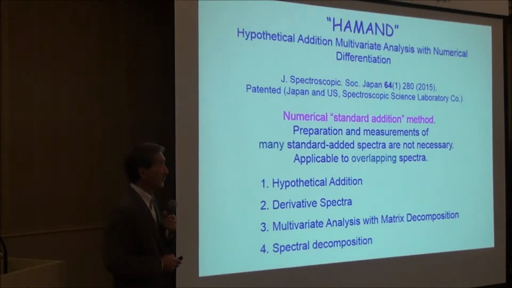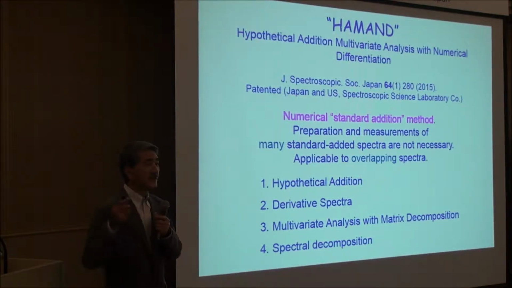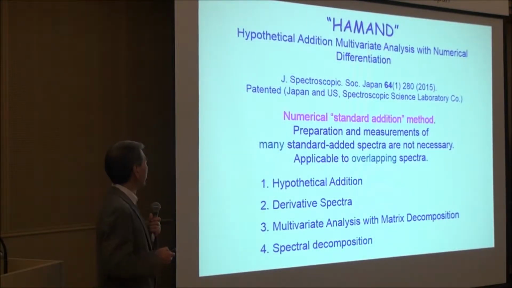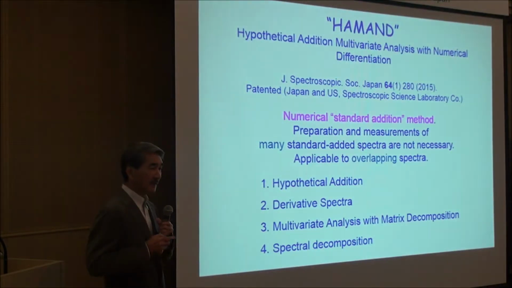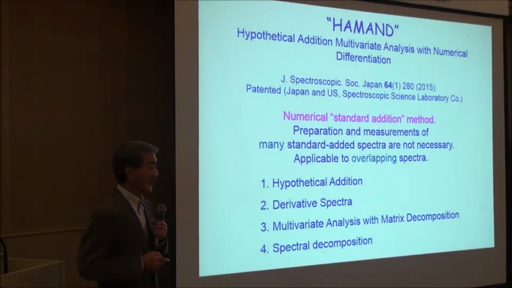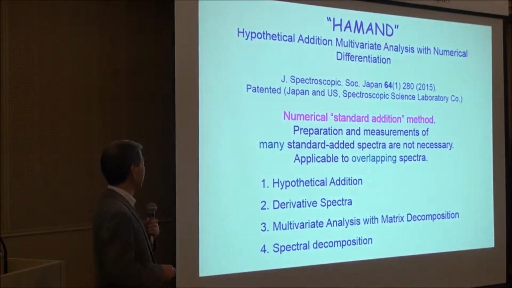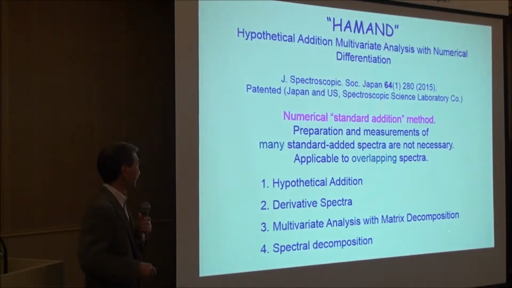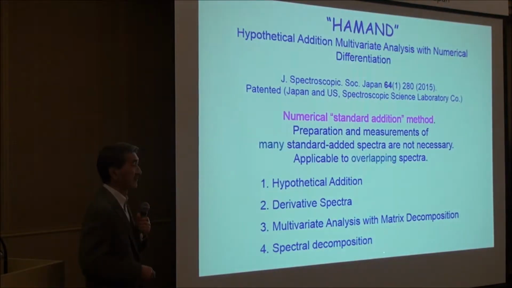This is a kind of numerical standard addition method. But in the usual standard addition method, you need to prepare and measure many samples with known concentrations added. In the case of HAMAND, we do not need that. We hypothetically do the addition numerically. So we first do hypothetical addition, then we get derivative spectra to remove the effect of background, and then MCR analysis, matrix decomposition, and then spectral decomposition.